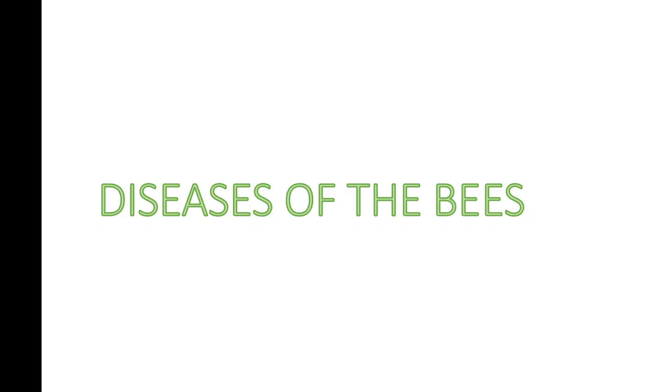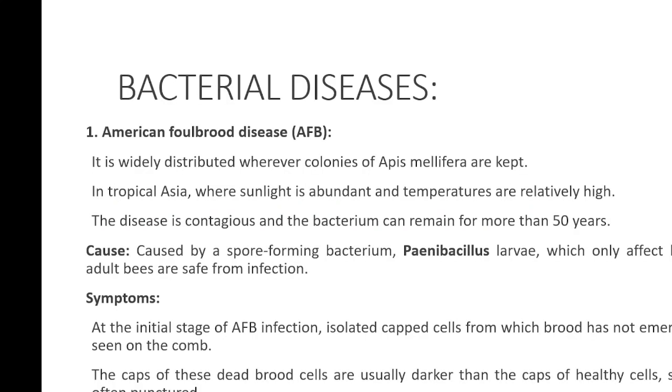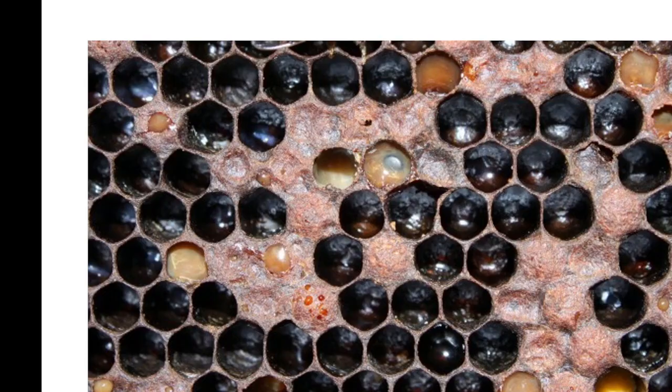So, one important problem most of the time that apiculture farmers are facing is different types of diseases which are affecting the honeybees. So many different types of diseases are there. Some are bacterial diseases, some are fungal diseases, and viral diseases are also there. So coming to the bacterial disease, one important type of bacterial disease is the American foul brood disease. Here you can see that this is the American foul brood disease.